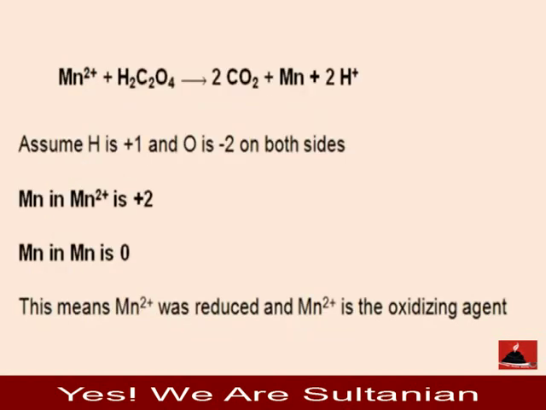Here's another example. Again, we'll assume hydrogen is +1 and oxygen is -2. That leaves us with the manganese atom and the carbon atom to analyze. On the left, we only have a manganese ion, and it's +2, so the oxidation state is +2, and looking at the manganese on the right side, it's neutral, so the oxidation state of manganese on the right is 0. So manganese went from +2 down to 0, so that means manganese was reduced.